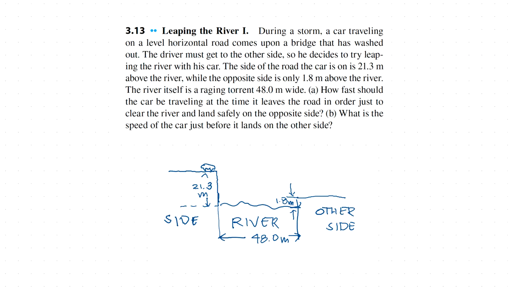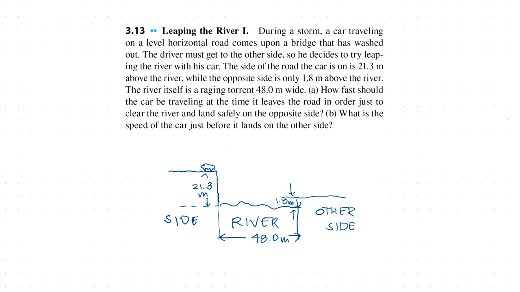During a storm, a car traveling on a level horizontal road comes upon a bridge that has washed out. The driver must get to the other side. So he decides to try leaping the river with his car. The side of the car is on is 21.3 meters above the river, while the opposite side is only 1.8 meters above the river. The river itself is a raging torrent, 48 meters wide.